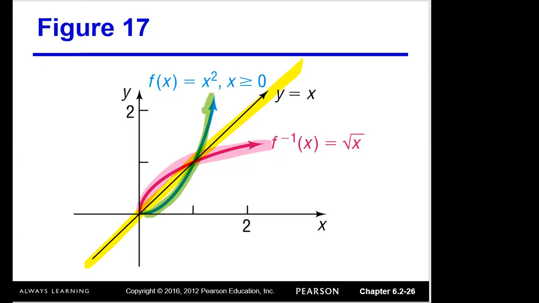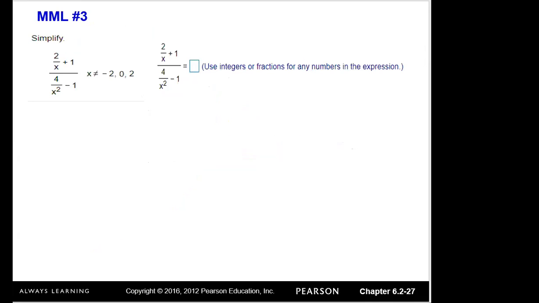Okay, so that takes care of all of that, which now brings me to the My Math Lab portion of the show. And My Math Lab number 3 kind of just has you practice doing some simplification with algebra. When I look at this and I see that I have a 2 over x plus 1 all over 4 over x squared minus 1. When you have fractions within fractions, it's called a complex fraction.